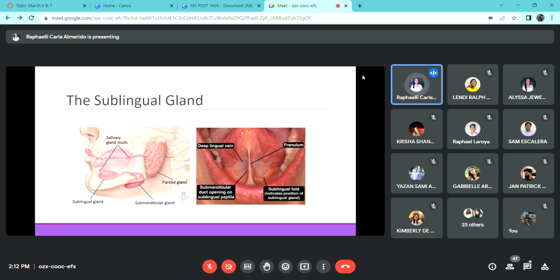Again, in here you will see your sublingual fold. This fold indicates the position of your sublingual gland. Then your submandibular duct opening on the sublingual papilla is somewhere lateral to your caruncle, which is within your frenum attachment.